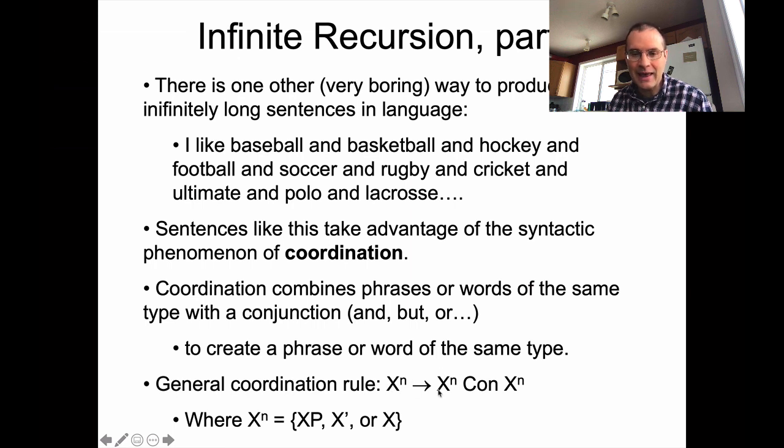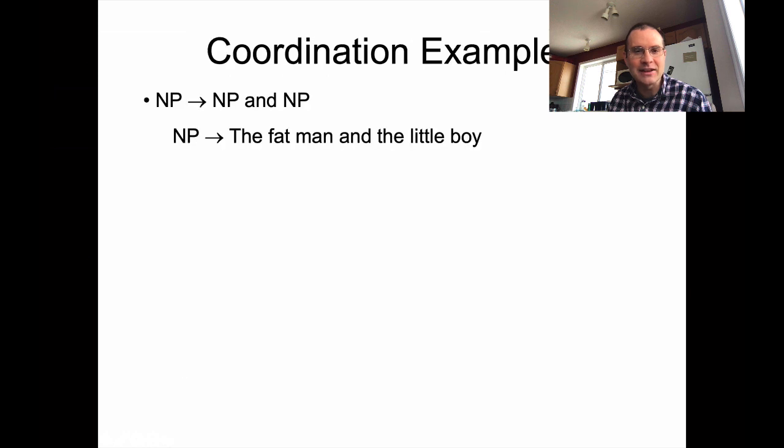And then you take that category and you can add a conjunction and then something else of the exact same category, and you get a higher level structure of the same category. It's probably going to be easier for you to see than it is for me to draw it out in bracket notation like that. So I'll give you a few examples.